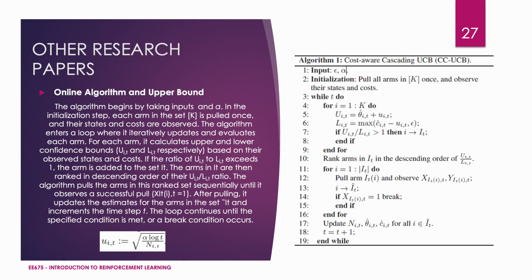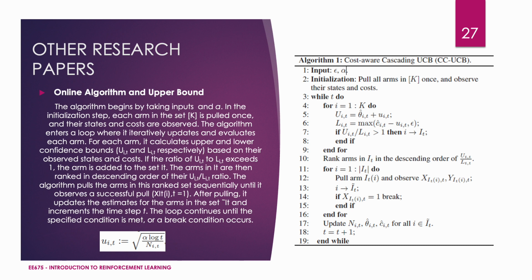If the ratio of U of IT to L of IT exceeds 1, indicating that the upper bound on the reward cost ratio is higher than the lower bound, the arm is added to the set IT. This set contains arms with potentially high reward cost ratios, which makes them candidates for exploration. Next, the arms in IT are ranked in descending order of their U of IT to L of IT ratio. This ranking ensures that the arms with higher potential reward cost ratios are given priority for exploration.